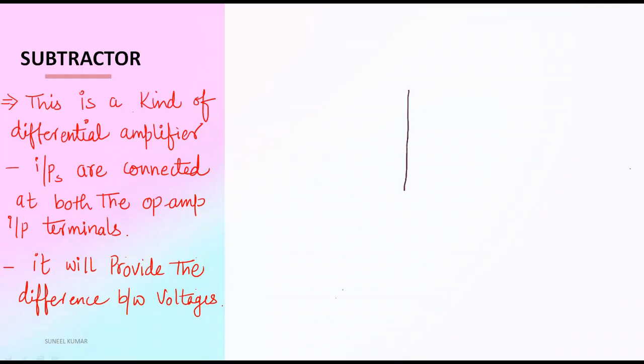So here we have the op-amp symbol. We have made the op-amp symbol. We are getting output from here. This is the output. This is inverting terminal, non-inverting terminal. We have two DC supplies. Let's say this is plus VCC. This one is minus VCC.